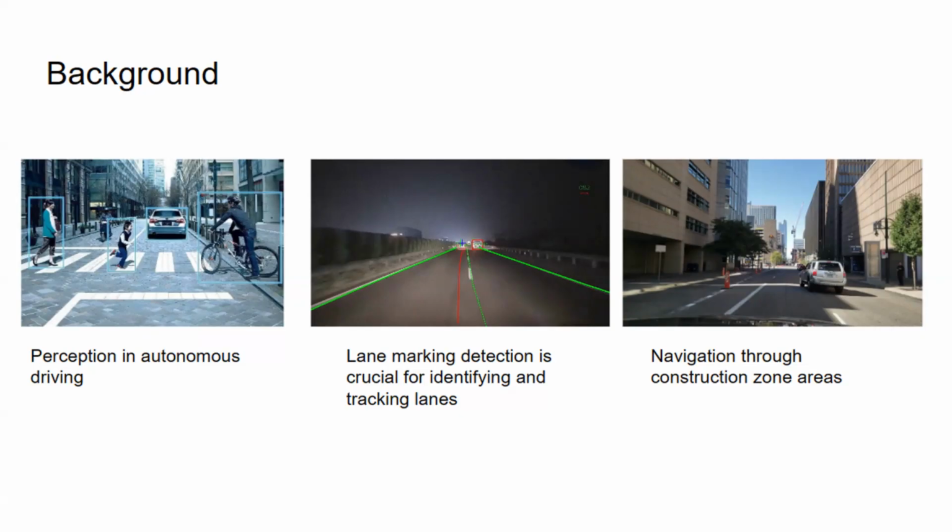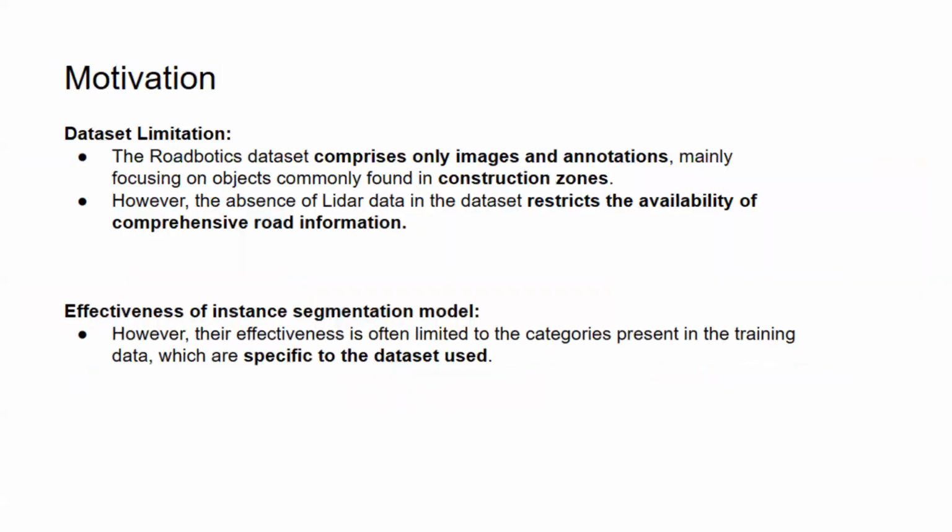is very important. So our motivation for the project is that our lab has created an in-house collected robotics dataset, and the dataset is solely composed of images and annotations, focusing on objects commonly found in construction zone areas. Without lane markings data, we cannot detect the road structures easily, and also the effectiveness of an instance segmentation model is often limited to the label space of the dataset that the model is trained on.